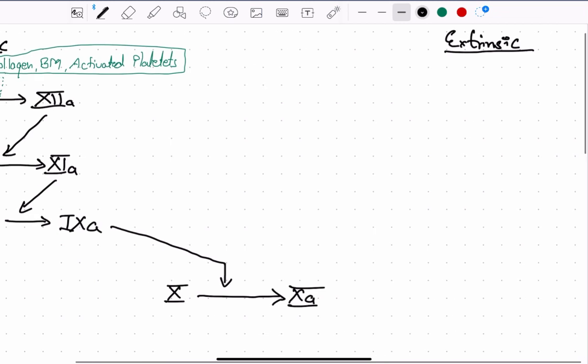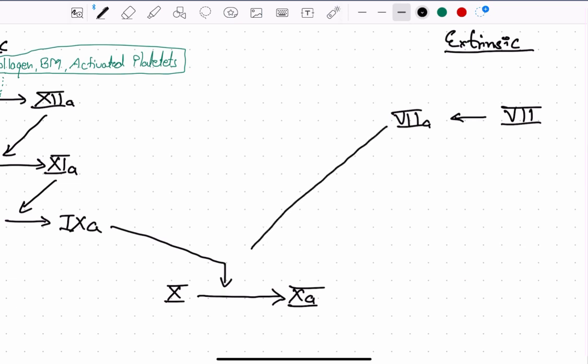Now coming to the extrinsic pathway, it starts with factor 7, which gets activated to factor 7A, and then activated factor 7A along with tissue factor will activate factor 10, and then the common pathway will start.